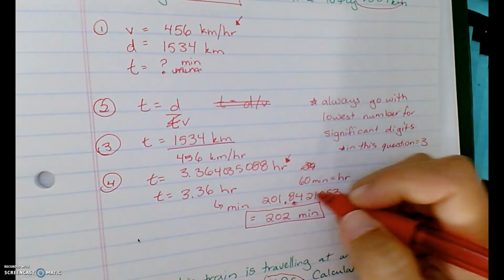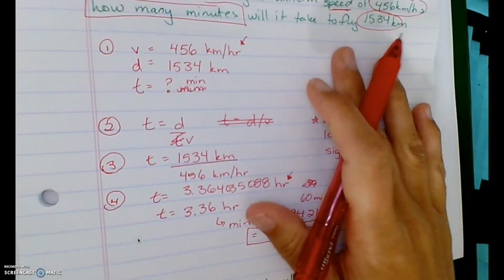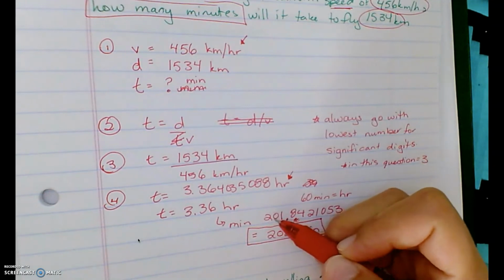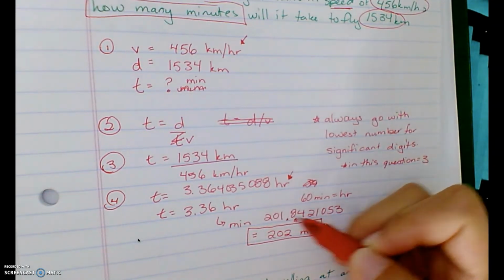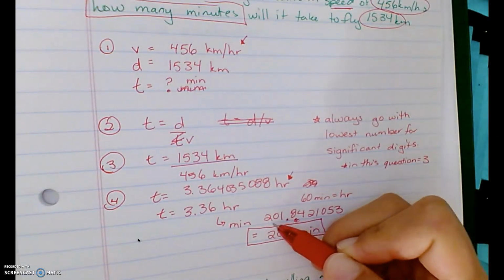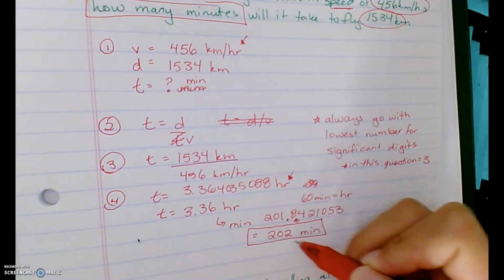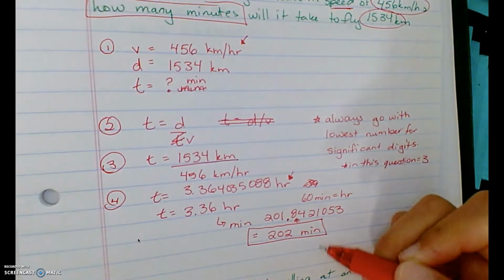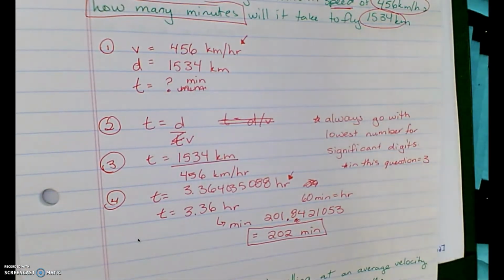It said only 3 significant digits, right? So we can only have 3. So it's not 201.84. It said 3 significant digits, so we're going to round that to 202. 202 minutes, which was the right answer according to our answer sheet.